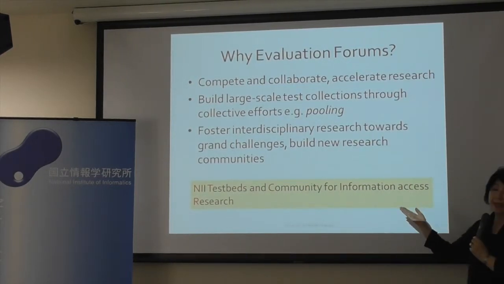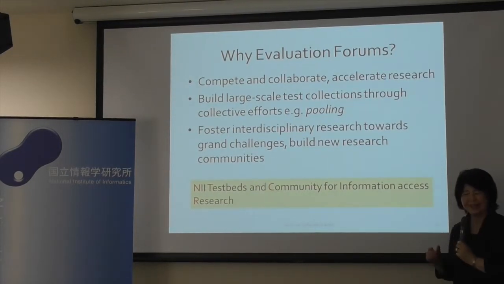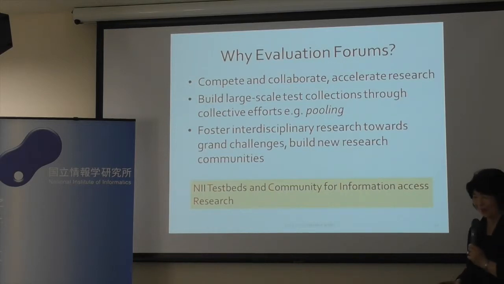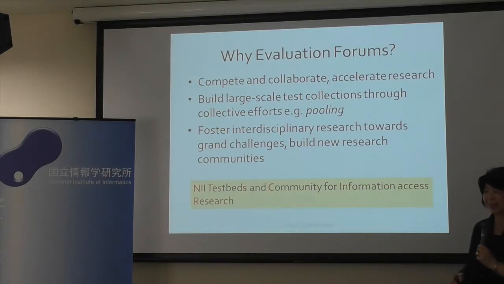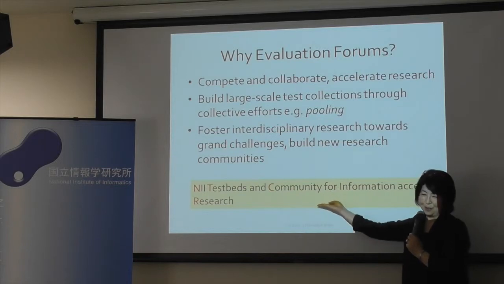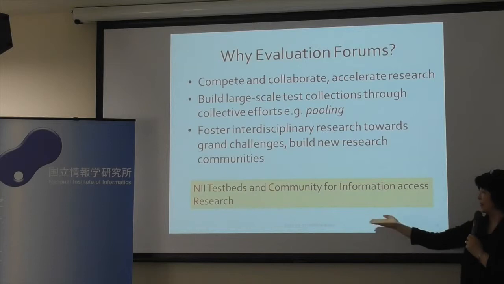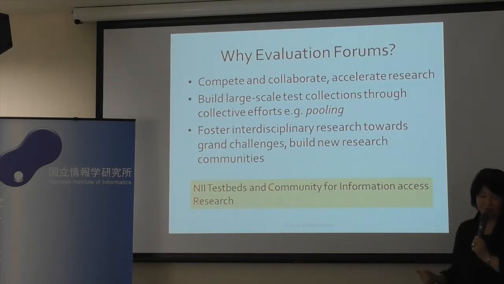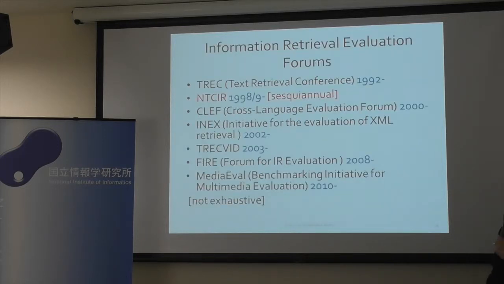So we say NTCIR. We have used this acronym from the beginning of the project, but changed the fully spelled-out name three times. Currently we focus more on the research community. Then we say NII Testbeds and Community for Information Access Research. That is NTCIR.